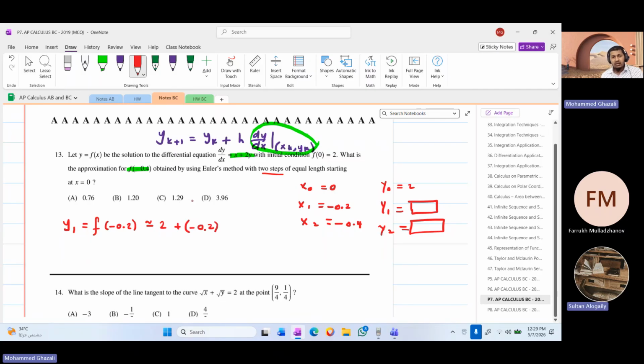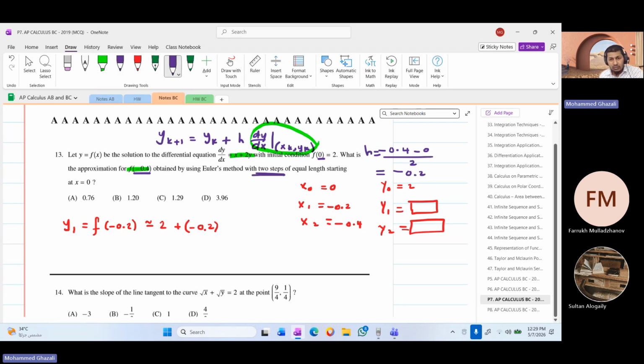How do you get the step size? You take the final minus initial, negative 0.4 minus 0, divided by 2. So that's how you get your step size, negative 0.2. That's your h: the final minus initial x value divided by the number of steps you are using. You are using 2 steps. I haven't seen any question that says 3 steps or 4 steps. You're always using 2 steps, so just divide by 2. Just read the questions carefully.